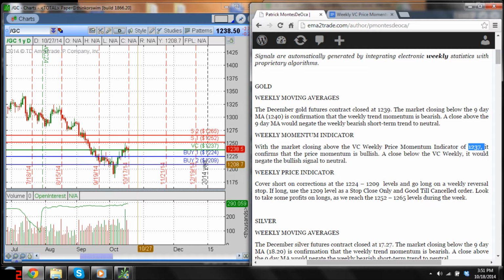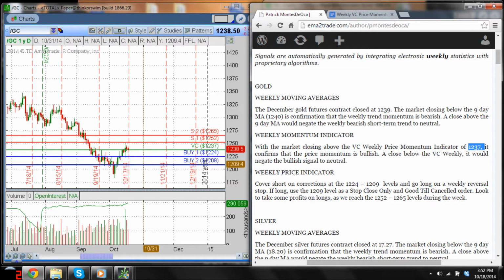And as we ended this week, let's recap. Once again, a close above 1237 is bullish with target objectives of 1252 to 1265. If it closes below 1237, your downside targets are 1224, 1209. If it closes below 1237, you have the option to go short and take a short position and cover at these levels indicated in buy one and buy two.